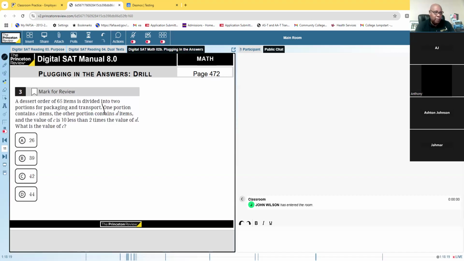AJ, could you read that? Number 3 on 472. A dessert order of 68 items is divided into two portions for packaging and transport. One portion contains C items, the other portion contains D items, and the value of C is 10 less than 2 times the value of D. What is the value of C?